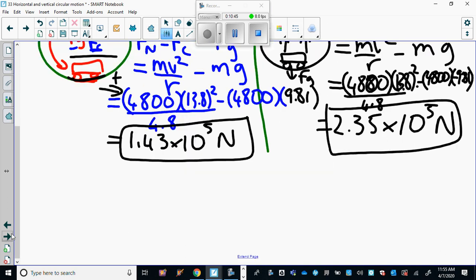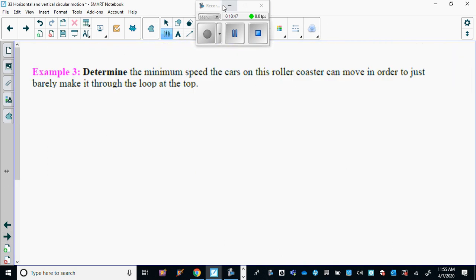This next one is the most interesting one. Example number 3: determine the minimum speed. The minimum speed, very important. Determine the minimum speed the cars on this roller coaster can move in order to just barely make it through the loop at the top. So they're at the top.